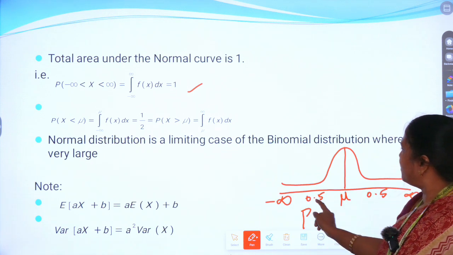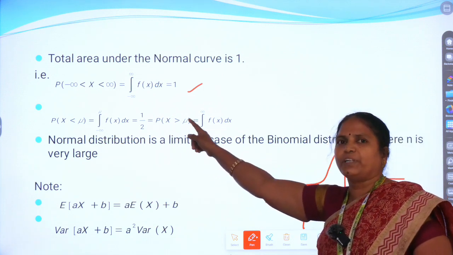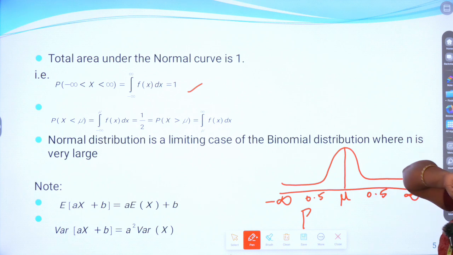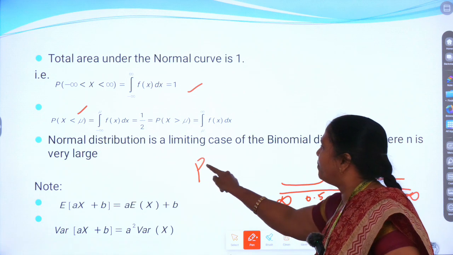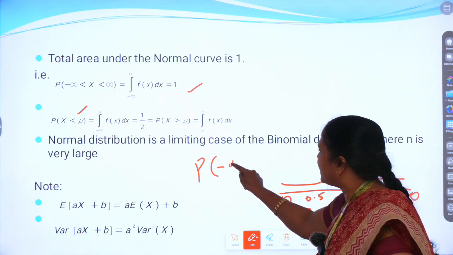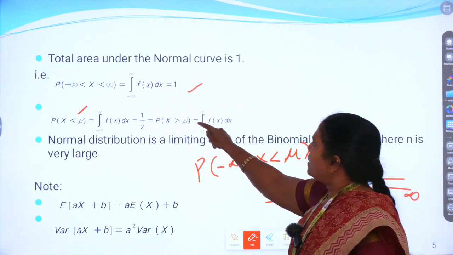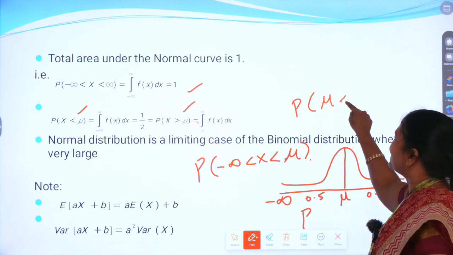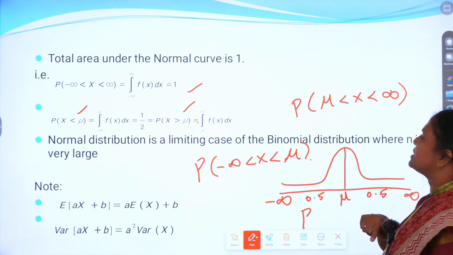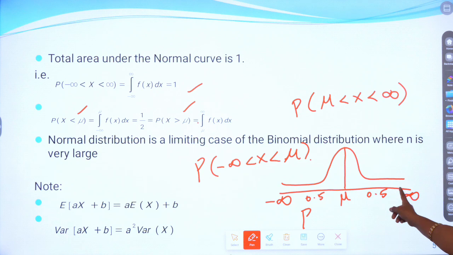That is, the probability of x less than mu is 1 by 2, and the probability of x greater than mu is also 0.5. We can write the probability of x less than mu as the probability of minus infinity less than x less than mu. Likewise, the probability of x greater than mu is the probability of mu less than x less than infinity. Since it is symmetric, the left hand side probability is 0.5, the right hand side probability is also 0.5, and the total probability is 1.